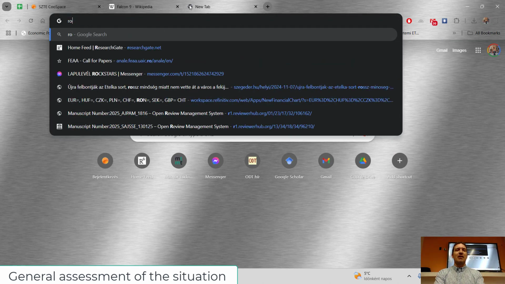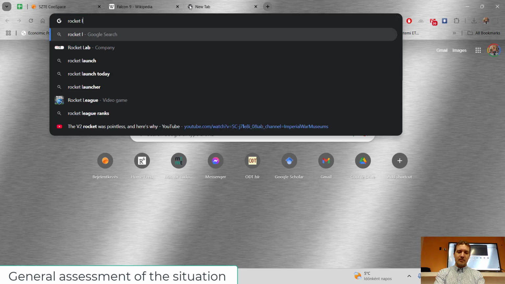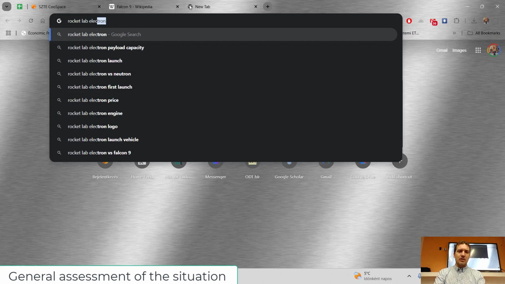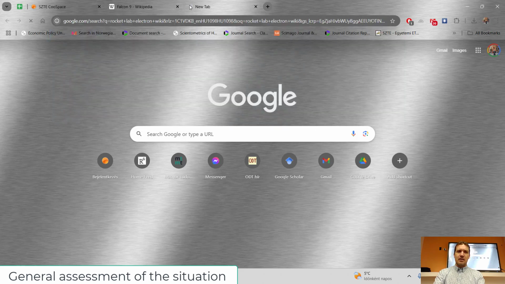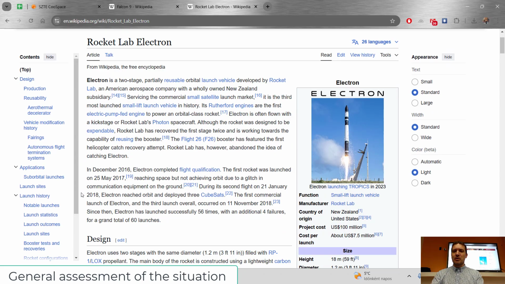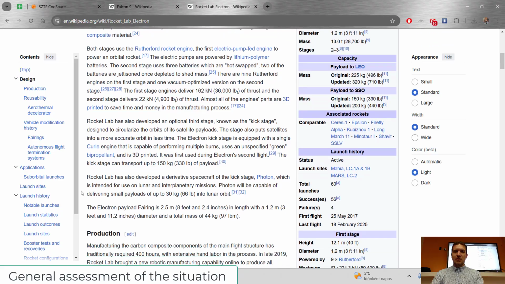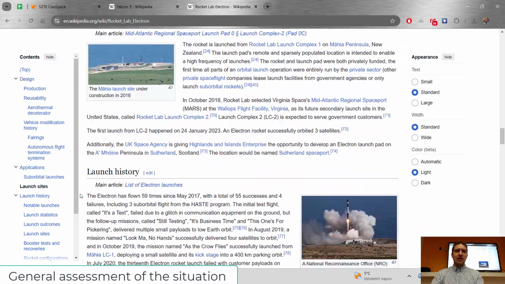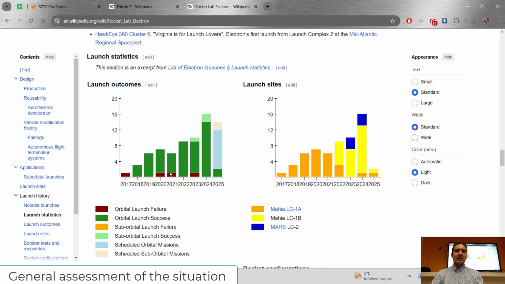Is this unique on the market or not? So let's see Rocket Lab, Electron, and Wikipedia, which is also a private company, just they have this small carbon fiber composite platform, doesn't matter. So what we see again as an economist is the launch outcomes. Okay, there were some failures here and there, doesn't matter, they are stable on the market. So we can see that they are also able to grow.